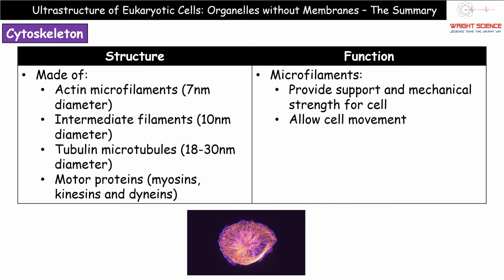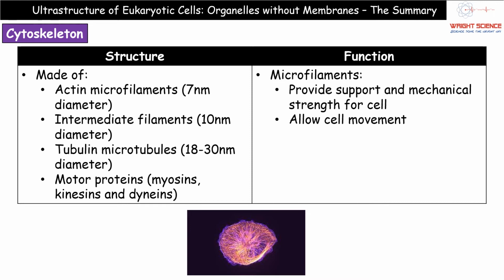Okay, now the cytoskeleton itself is actually relatively complex as a structure because it's made of a range of different parts. So what we have, these actin microfilaments, which are about 7 nanometers in diameter. We've got the intermediate filaments, 10 nanometers in diameter. We've got tubulin microtubules, 18 to 30 nanometers in diameter. And then we've got a range of motor proteins. So myosins, kinesins, dyneins, all of these are motor proteins. So what we have are kind of like those 4 key parts, if you like, that make up our cytoskeleton.